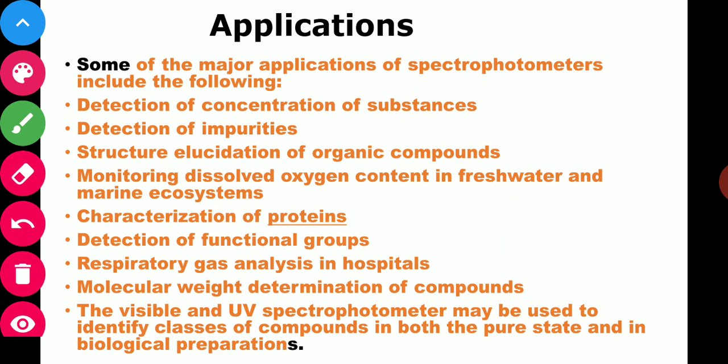Some of the major applications of the spectrophotometer include the following: detection of concentration of substances, detection of impurities, structural elucidation of organic compounds, monitoring dissolved oxygen content in fresh water and marine ecosystems, characterization of proteins, detection of functional groups, respiratory gas analysis in hospitals, and molecular weight determination of compounds. Visible and UV spectrophotometers may be used to identify classes of compounds in both the pure state and in biological preparations.